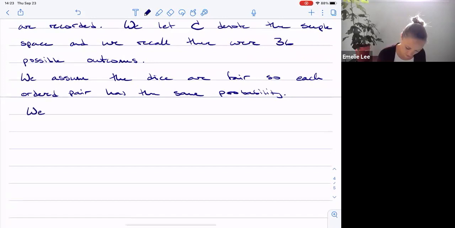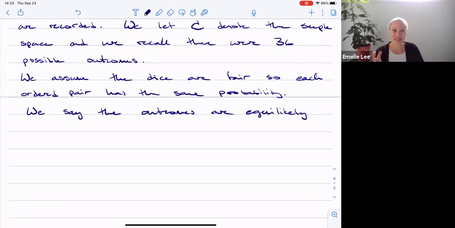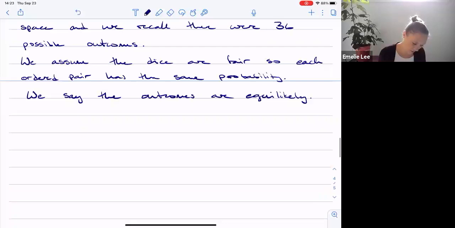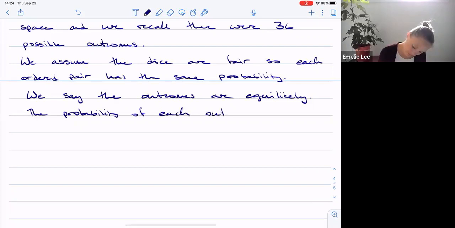Okay. We say the outcomes are equilikely, same likely, same probability. In fact, the probability of each outcome is 1 in 36, because each outcome is just one out of 36 possible outcomes, but they all have the same probability. And so we can say 1 in 36.